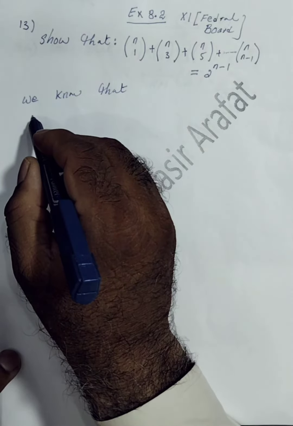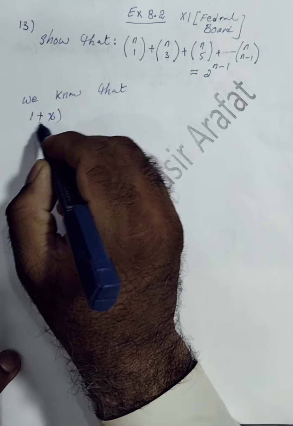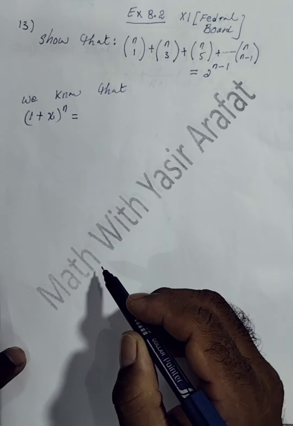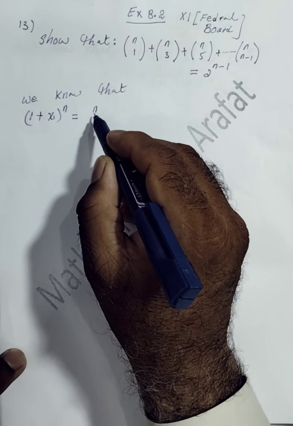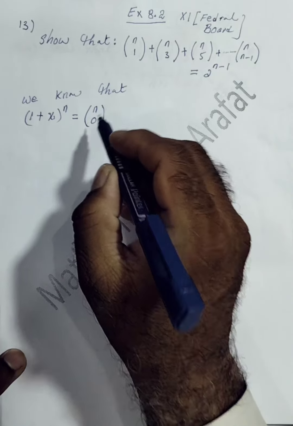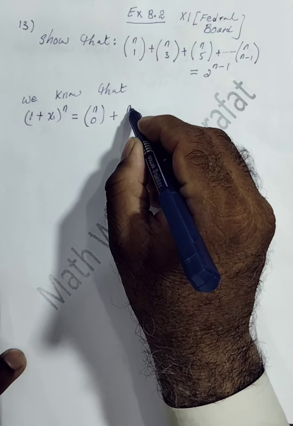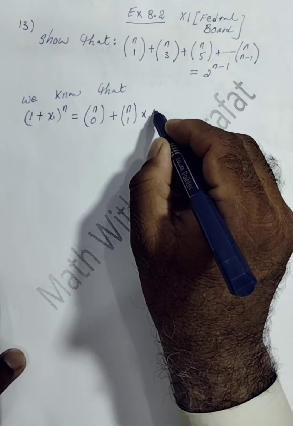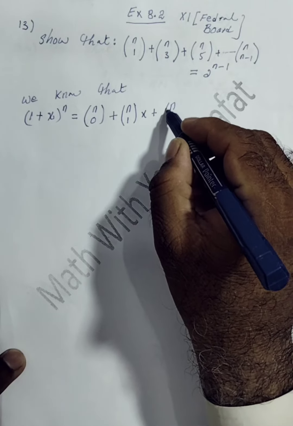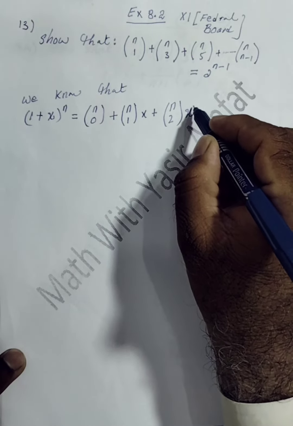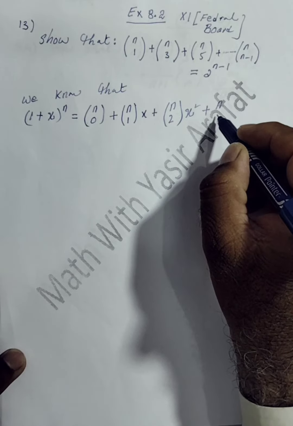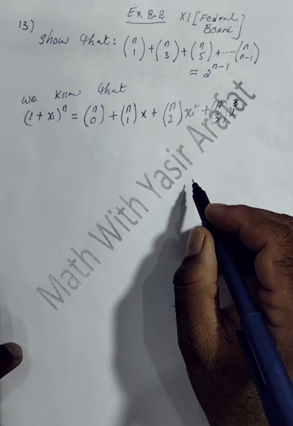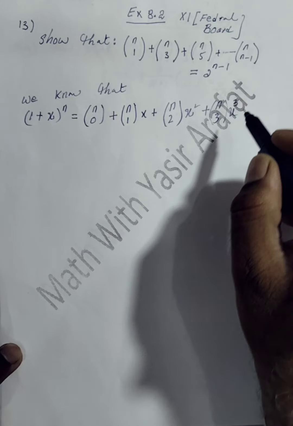That is (1 + x)^n. This is the binomial formula, and we have to expand it, that will be equal to nC0 plus nC1 x^1 plus nC2 x squared, plus nC3 x cube, and so on.